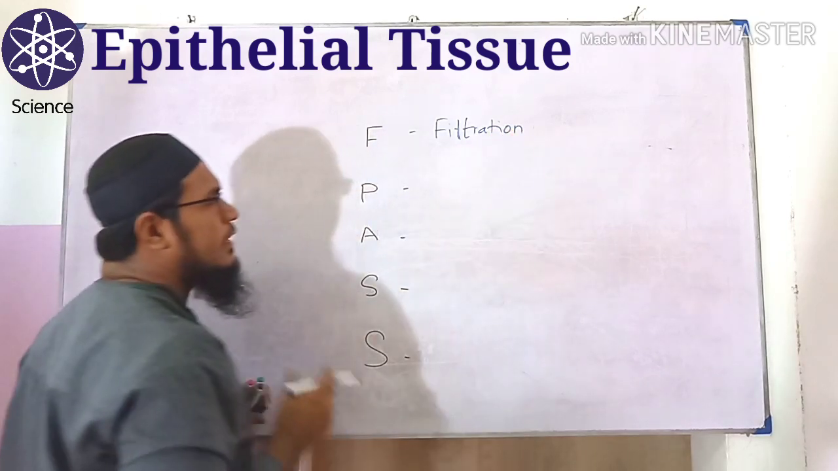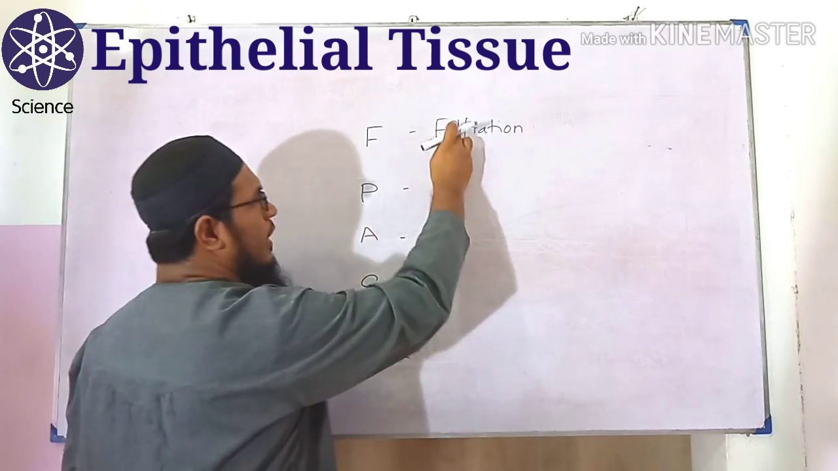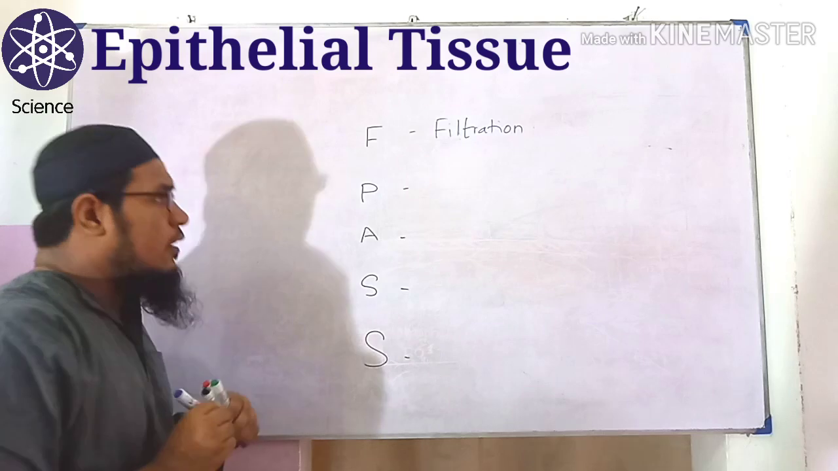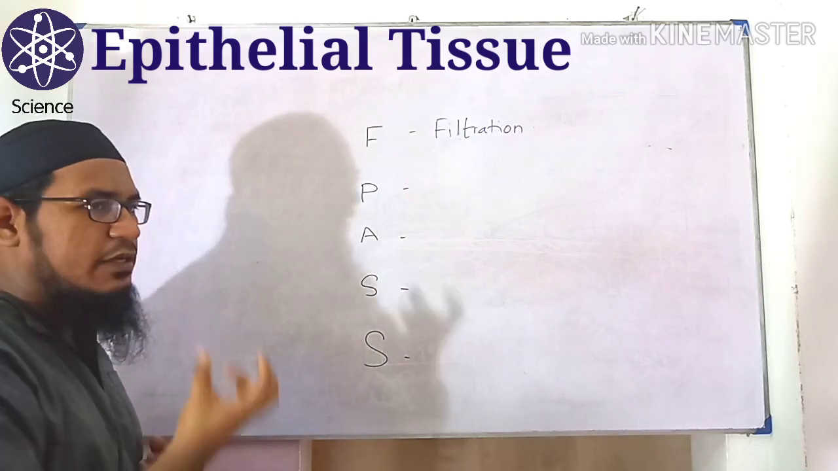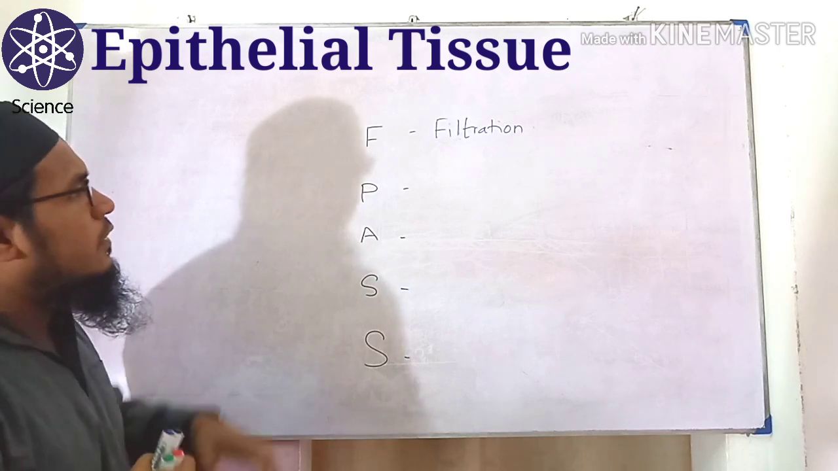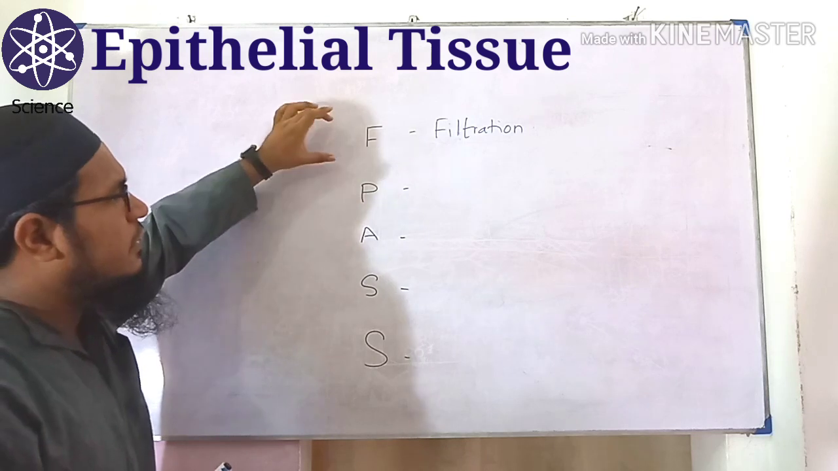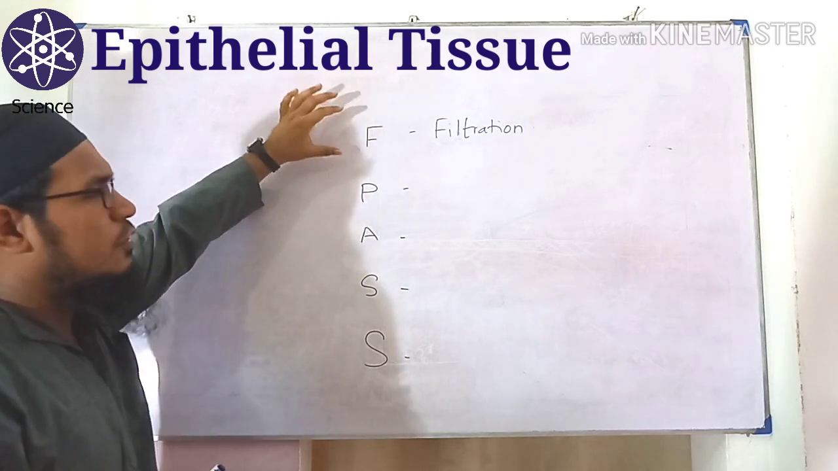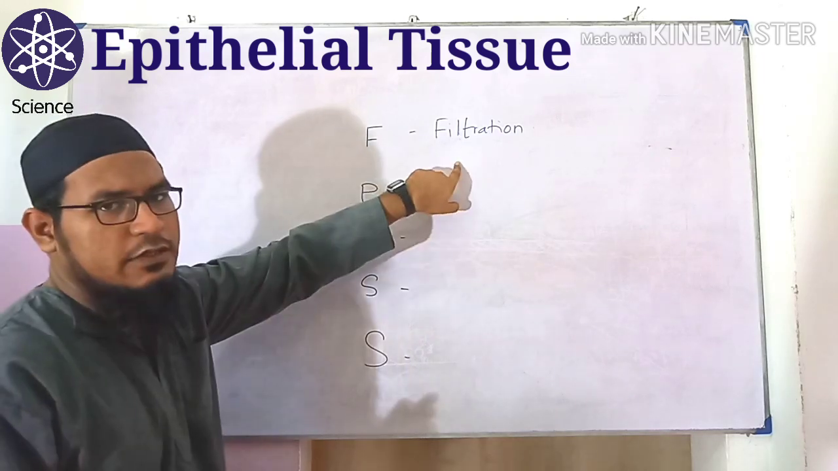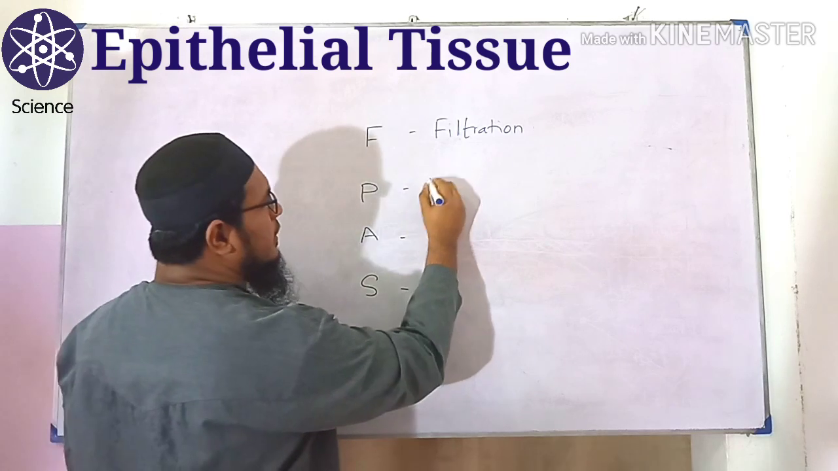We know in the kidney there is a Bowman's capsule. You will be learning it under grade 11 systems. The kidney's function is to filter the blood and remove the waste. There, at the point where the blood is sieved, we have epithelial tissue. So the main function of the epithelial tissue present within the kidney is filtration. And the next one, P for protection.